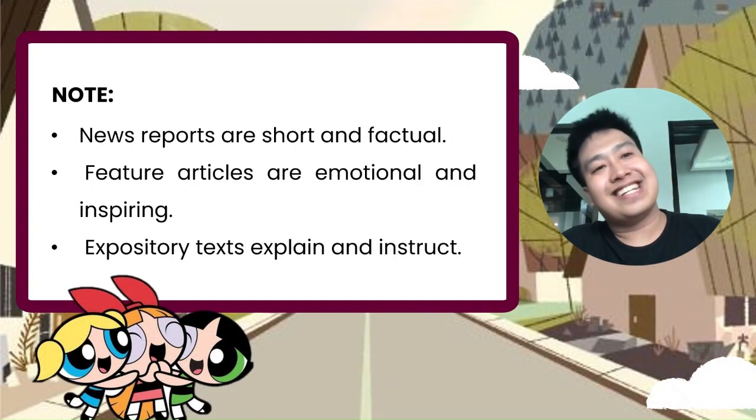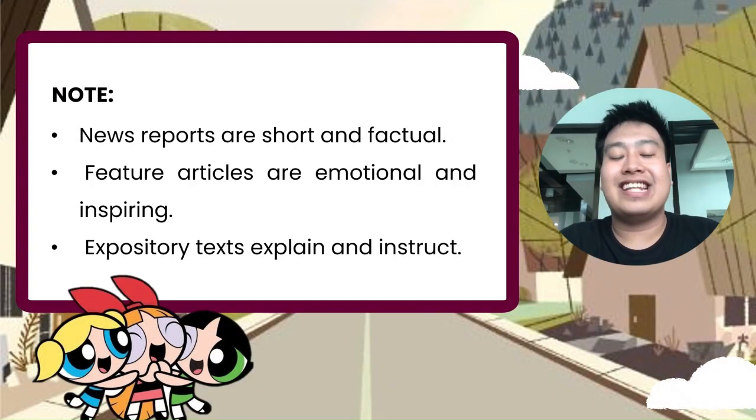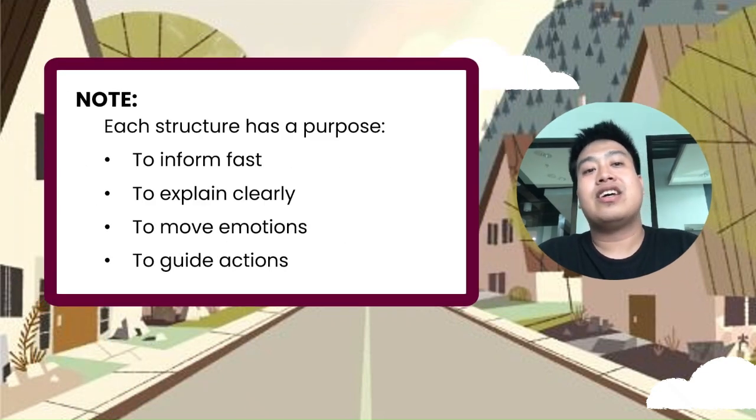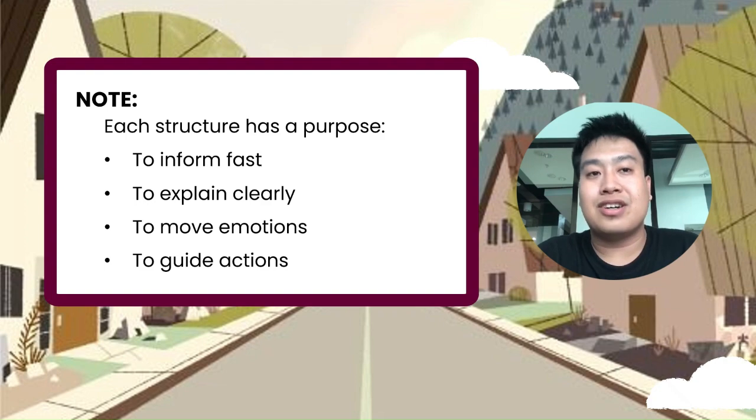Now, that's it. Now you understand that not all texts are organized the same way. News reports are short and factual. Feature articles are emotional and inspiring. Expository texts explain and instruct. Each structure has a purpose: to inform fast, to explain clearly, to move emotions, and to guide actions.